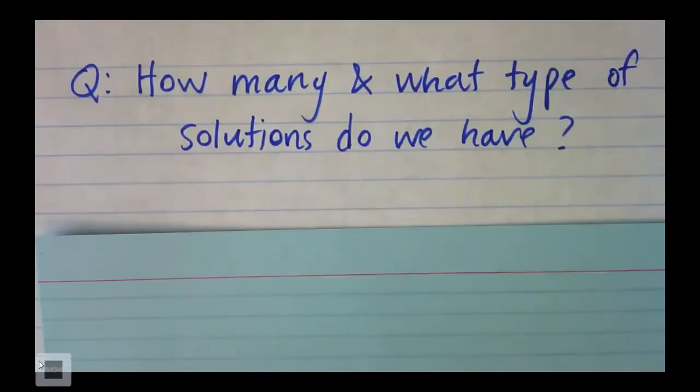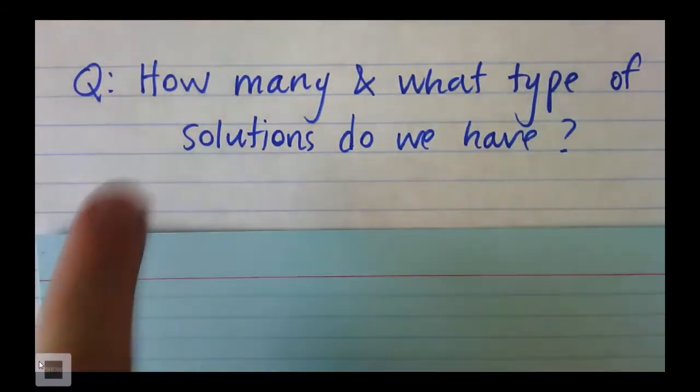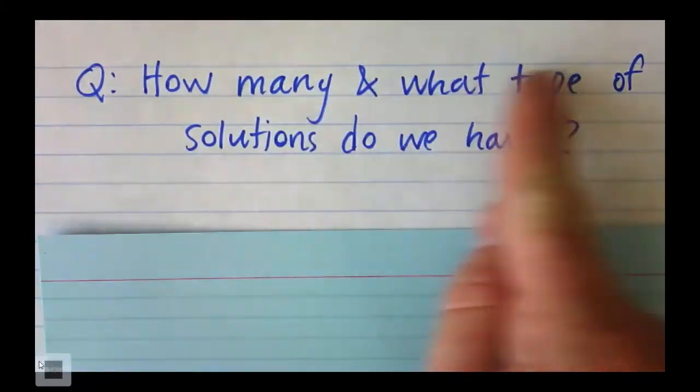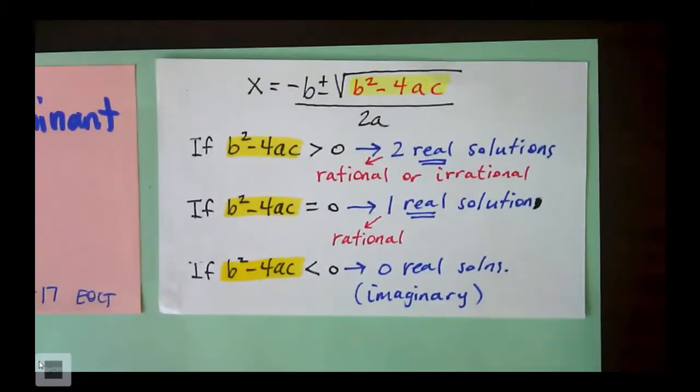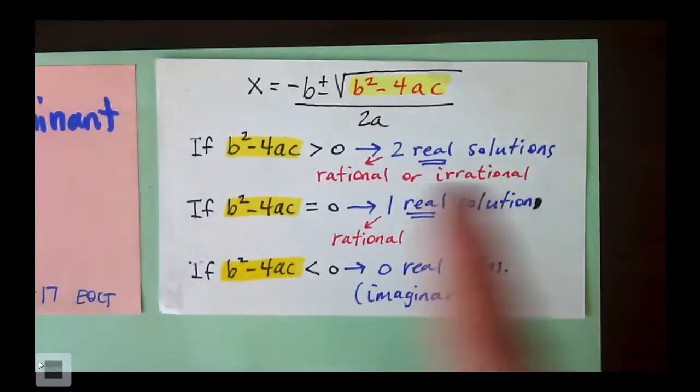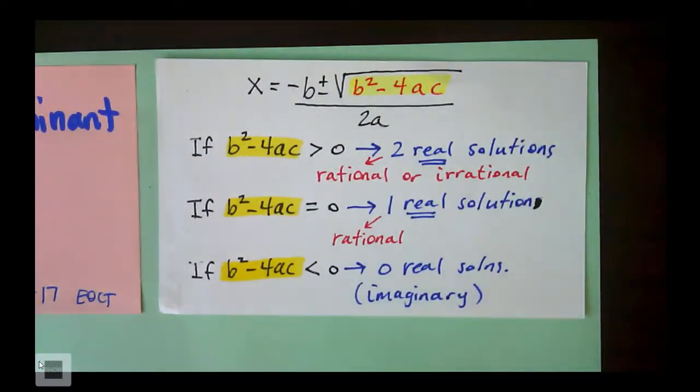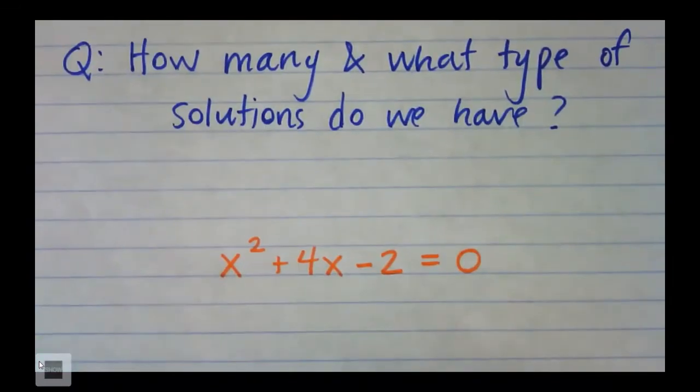All right, kiddos, the last part of the note card: if you see a question that says how many and what type of solutions do we have, I'm referring to the following. So if I go back to this note card we have here, this is how we figure out how many and what type of solutions we have. All right, so the question at the top says how many and what type of solutions do we have?